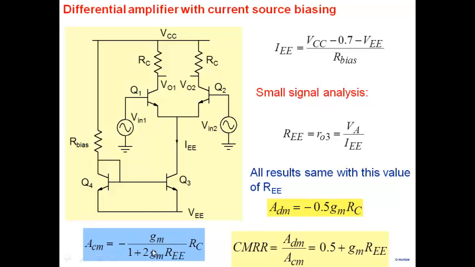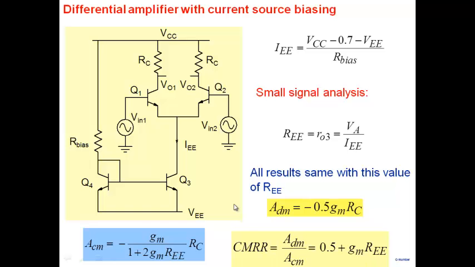If you recall earlier, we were getting CMRR 0.5 plus the negative supply voltage, roughly the negative supply voltage divided by VT. Now we are getting 0.5 plus the early voltage divided by VT here. And early voltage is large. It's about 100 volts or so. So you get a very high value of CMRR.